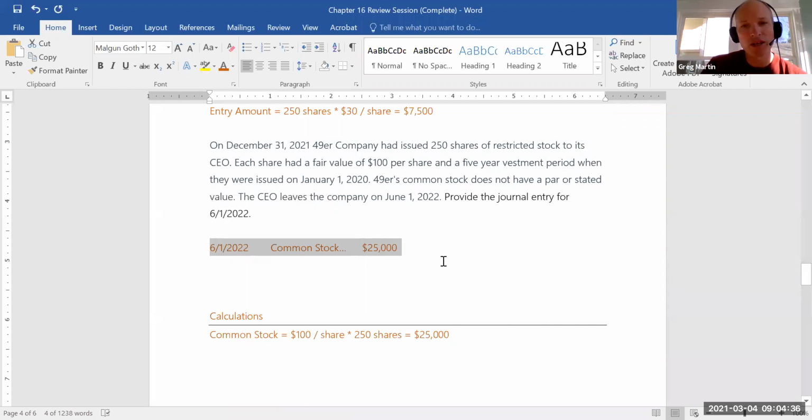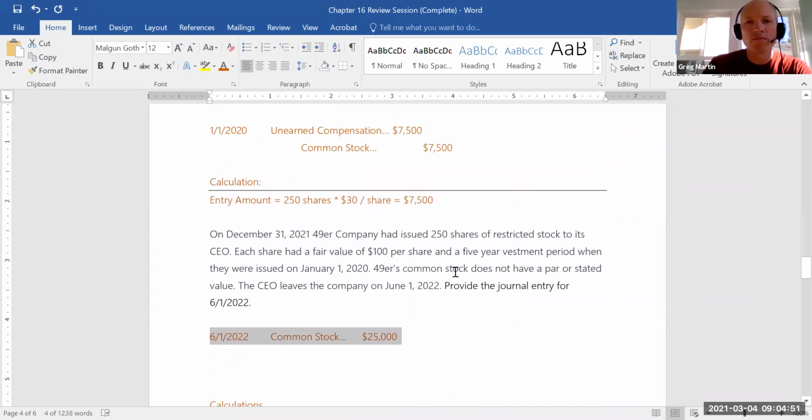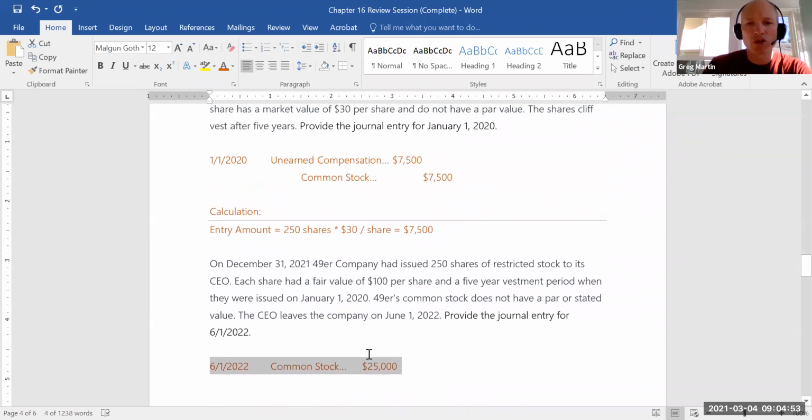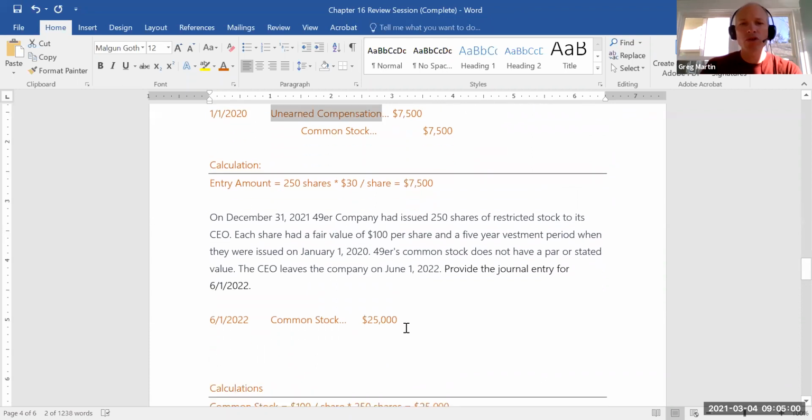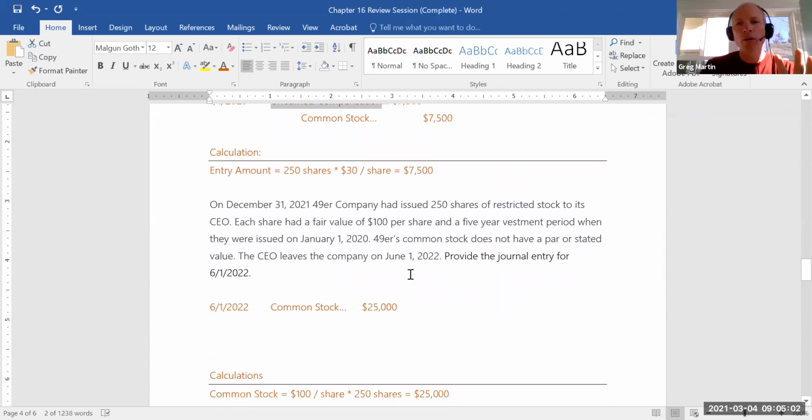Now, the second piece of this is the part that most students struggle with. And I explained it in the lecture guide, but I'm going to explain it again here. I want to take a little more time on this one because I do want you to think through it. Whenever the original issuance took place, the entire value of this $25,000 would have sat in the unearned compensation account. So on January 1st, 2021, the unearned compensation account balance would have been $25,000.